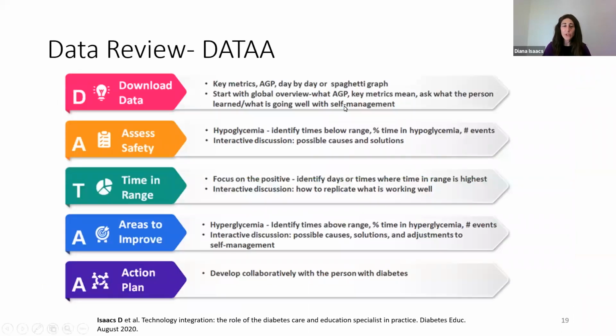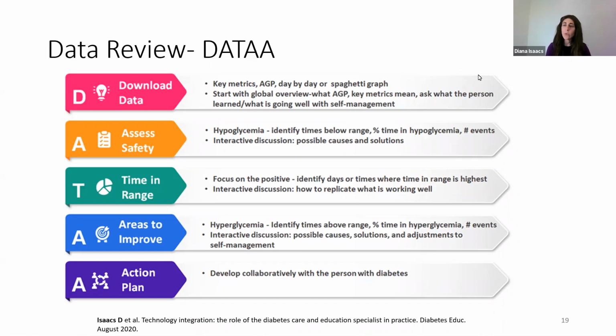So I want to introduce to you a method to review and discuss data with the person with diabetes. And this was also recently published in the Diabetes Educator in a paper called Technology Integration, the Role of the Diabetes Care and Education Specialist in Practice. And what this does is it's a 5-step process to first download the data.